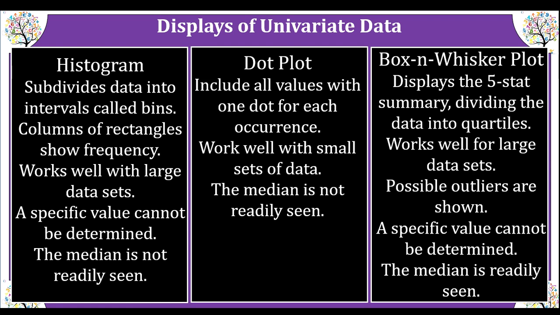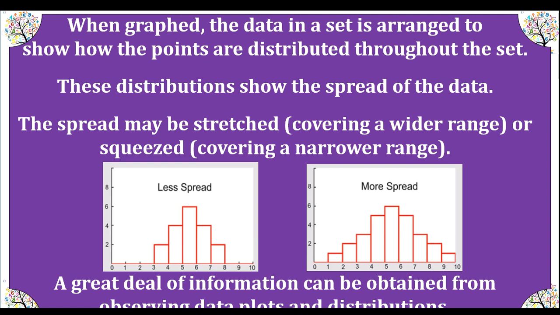The box and whisker plot, remember, comes from our five-number summary, so it gives a lot of good information and divides the data into 25% sections called quartiles. Again, it works best for large sets of data like a histogram. You can see if there are possible outliers, and you can also see the median in a box and whisker.